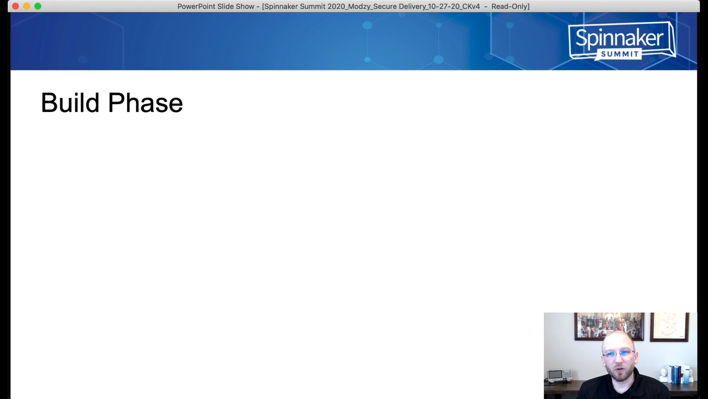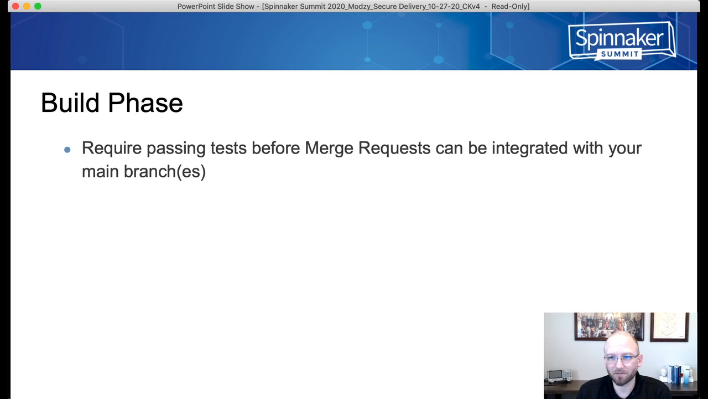So now let's talk about the build phase of a DevSecOps process and some of the ways that we might apply some of these principles that we've talked about. First, we could require passing tests before merge requests or pull requests can be integrated with your main branches. Both GitLab and GitHub provide this capability, and it's a great way to ensure that you don't accumulate too much tech debt or things that will need to be fixed later on.